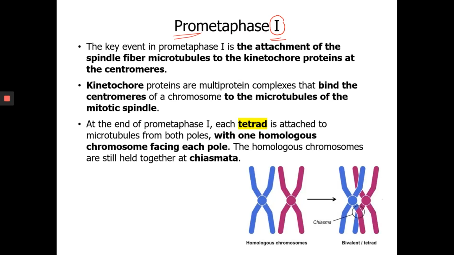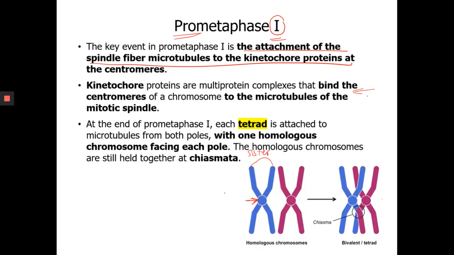So the key event that happens in prometaphase 1 is the attachment of spindle fibers to kinetochore proteins. So where are the kinetochore proteins? You can read this, but in this figure, if you remember, this is after DNA has duplicated, right? So for each chromosome, you're going to have 2 identical copies, and we call them sister chromatids. Over here, where everything kind of narrows, it's almost like you're pinching the 2 sister chromatids. This spot is called a centromere. So the kinetochore proteins are going to be at the centromere.